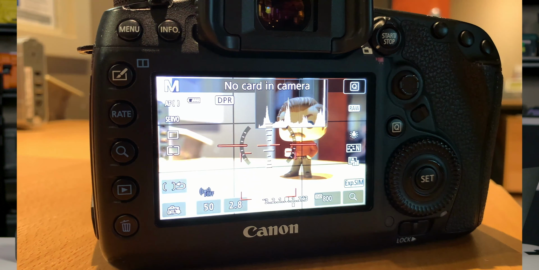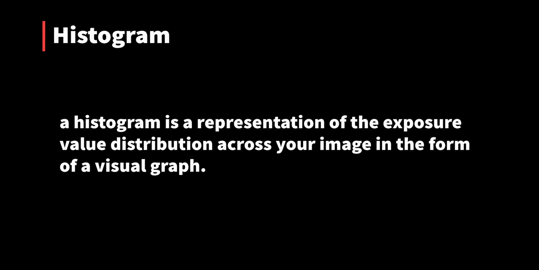The most useful tool when you're editing to see if your exposure is perfect is to look at the histogram. You can also view the histogram when you have just taken a photo, since there is a histogram on the display of many cameras these days. Simply put, a histogram is a representation of an exposure value distribution across your image in the form of a visual graph. Just looking at the histogram, you can immediately tell whether there's an even spread of exposure values on the image, judging from the troughs and the crests of the graph.